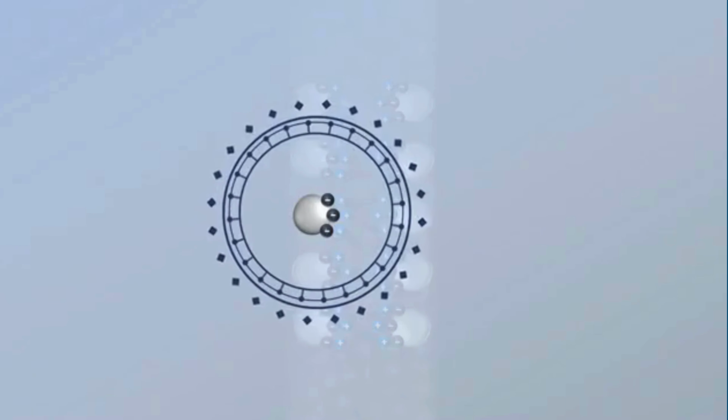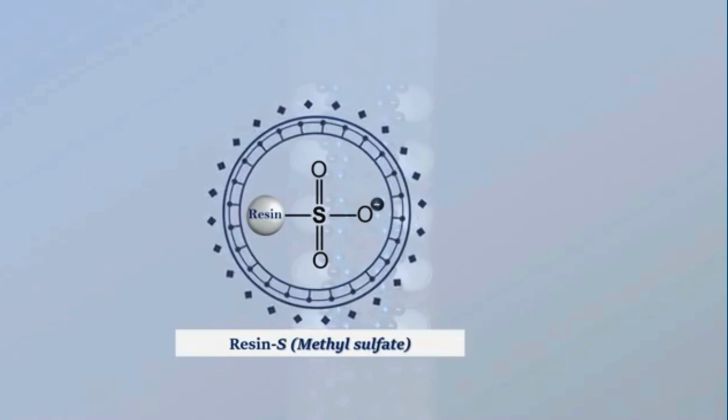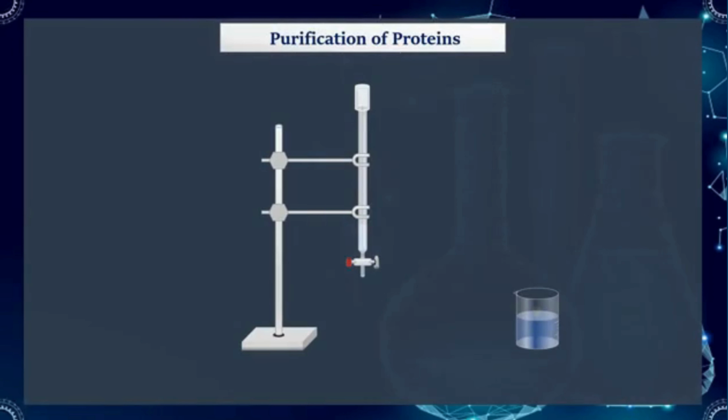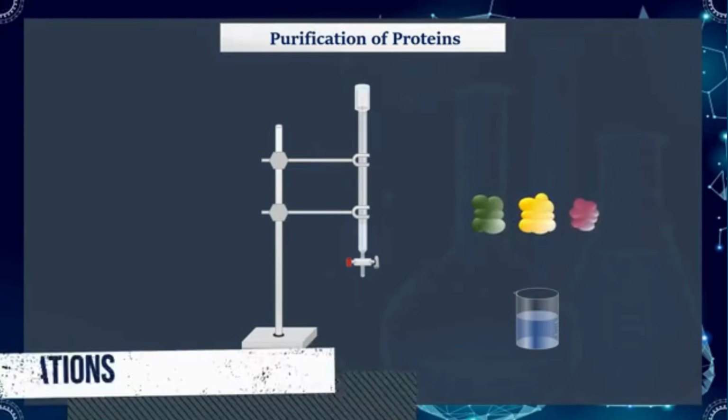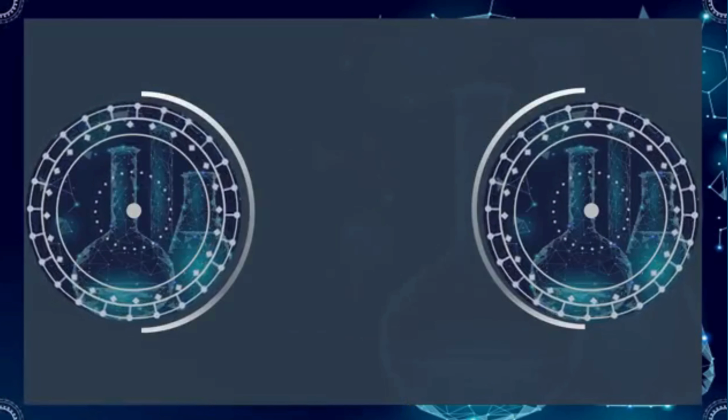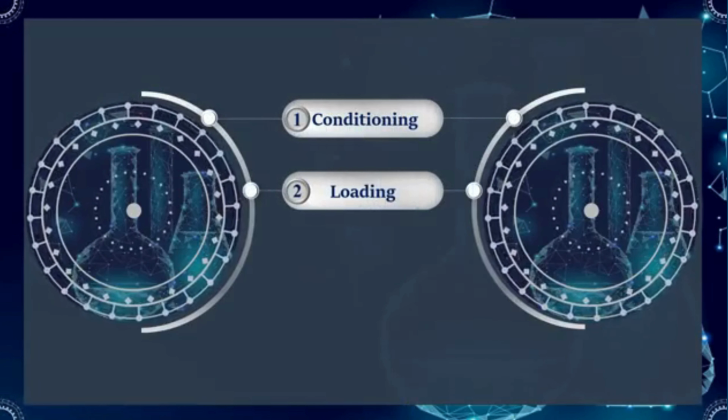At a pH below their isoelectric point, pI, they tend to be positively charged and can bind to cation exchangers. Above their pI, they tend to be negatively charged and can bind to anion exchangers.